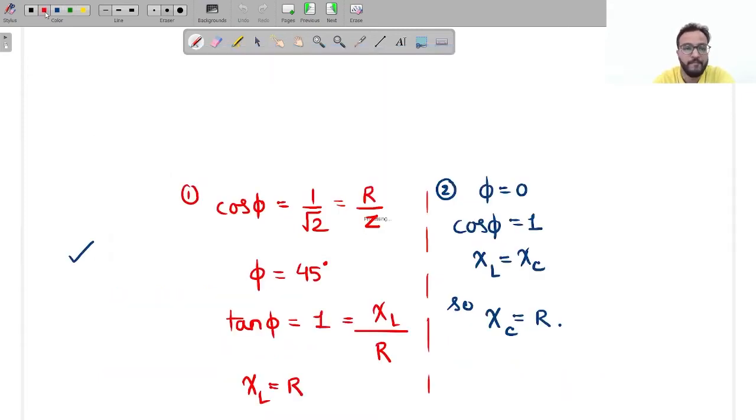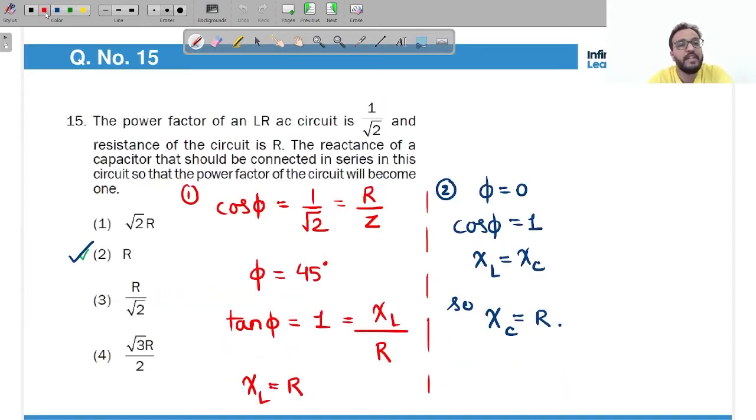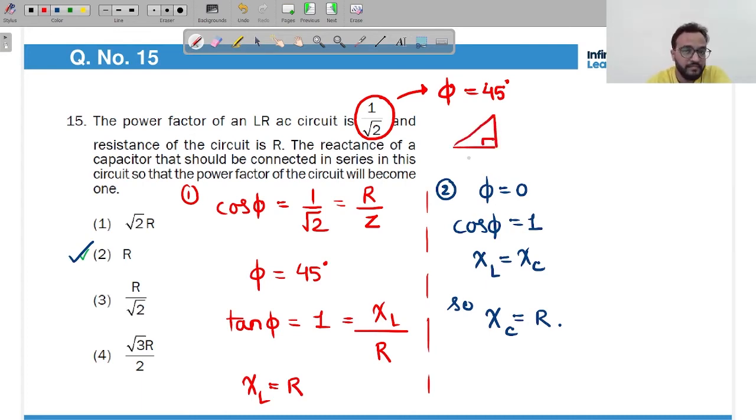Got it? Next, the power factor of an LR circuit is 1 by root 2. This is an important concept, students. It is asked many times in examinations. Power factor is given as 1 by root 2. That means phi is 45 degrees, right? If phi is 45 degrees, that means this is an isosceles right angle triangle. Yes or no? That means XL minus XC and R are both equal, right or not? Perpendicular and base will be the same. So just remember this thing.